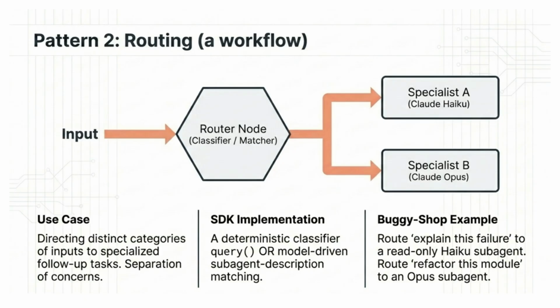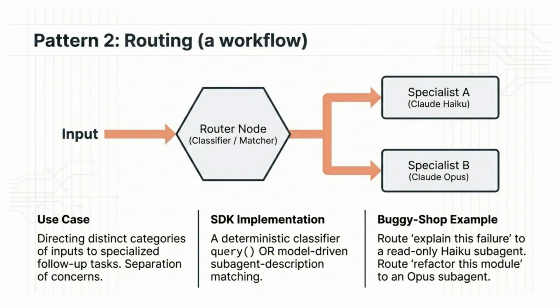Pattern 2. Routing, a workflow. Routing classifies an input and directs it to a specialized follow-up task. It buys you separation of concerns. A prompt tuned for refunds does not have to also be good at technical support. Use it where there are distinct categories that are better handled separately and where classification can be handled accurately.